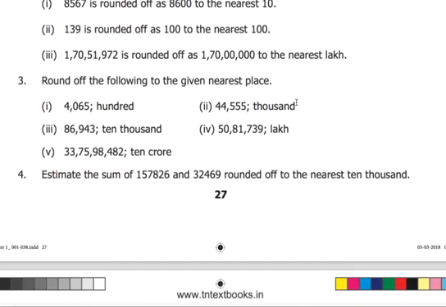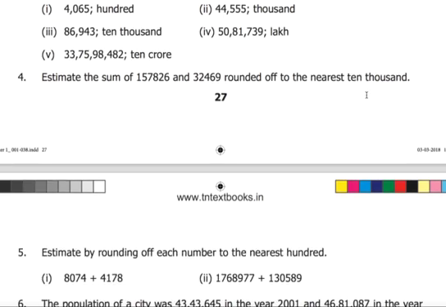Round off the following to the given nearest place. 4065, to the nearest 100: 4100. To the nearest 1000, next one: 45,000. 10,000. 90,000. Lakh: 51 lakh. 10 crore. 30 crore. Estimate the sum and round off to the nearest crore, 10,000.